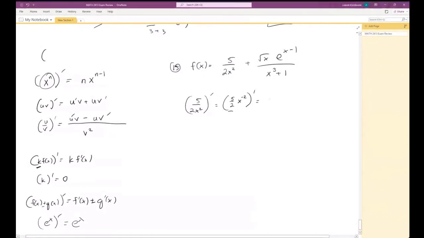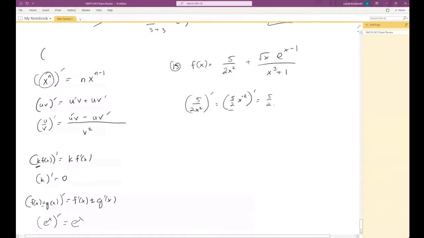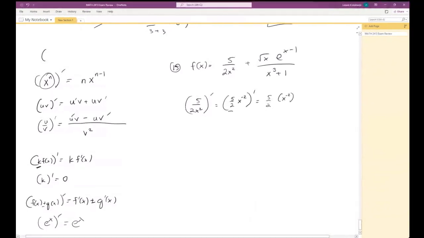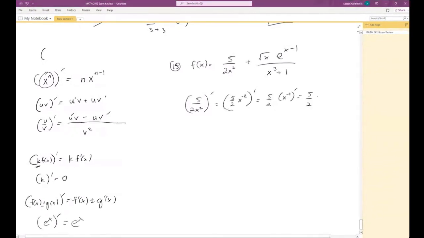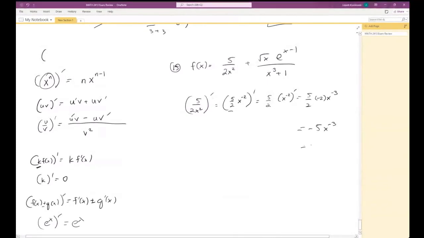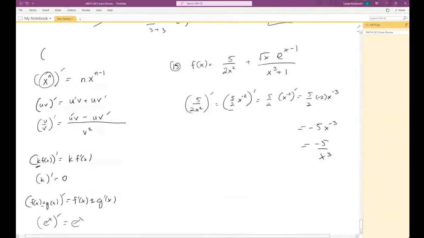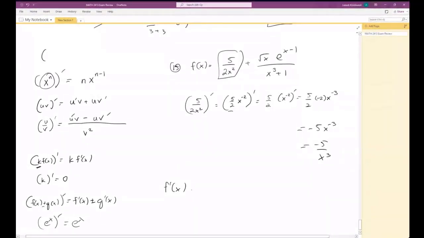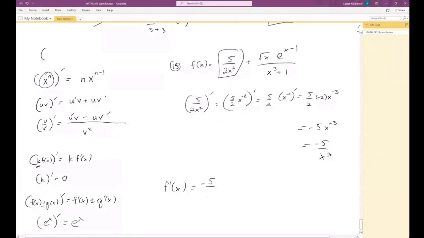We have a constant, leave it alone, which is different from multiplying functions, and then we have the derivative of x to the negative 2. We drop the exponent in front and subtract 1 from the old exponent to get a new one. So that's negative 5 times x to the negative 3. So the derivative of our function would be the derivative of the first term, which we computed, plus the derivative of the second term.